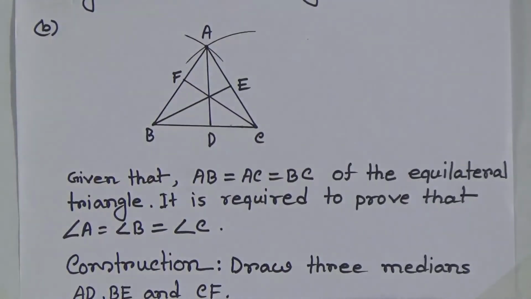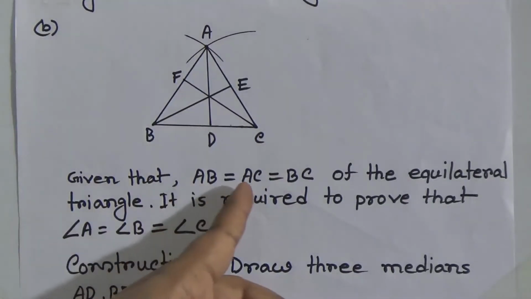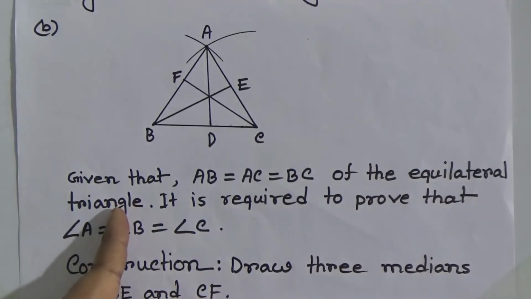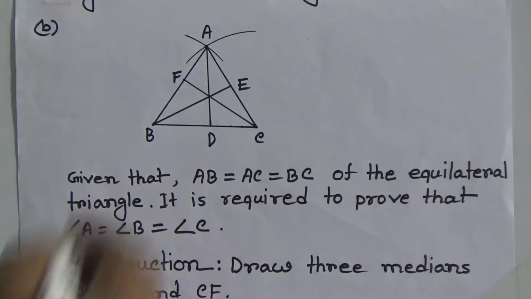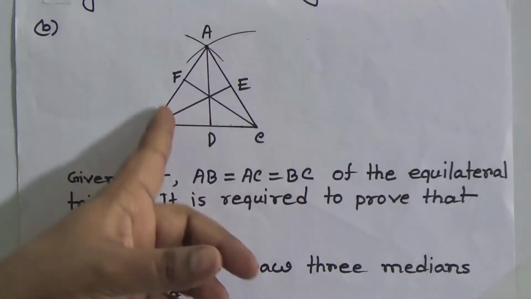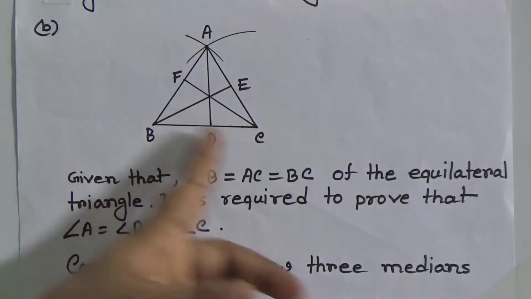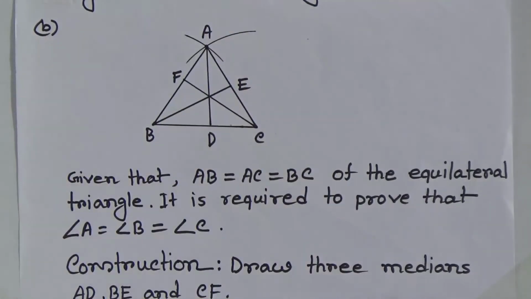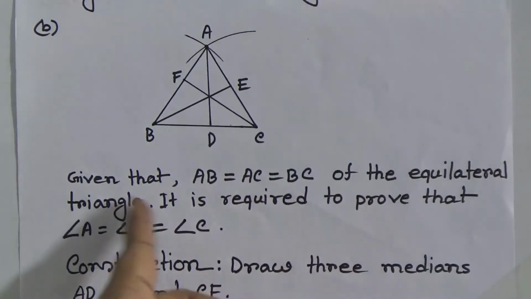My dear students, I repeat, AB equal AC equal BC of the equilateral triangle. Why? Because we know that equilateral triangle means all sides are equal. So this is AB, this is BC, this is AC. If AB is 5 centimeter, then BC will be 5 centimeter, then AC will be also 5 centimeter. For this reason, this line is written.